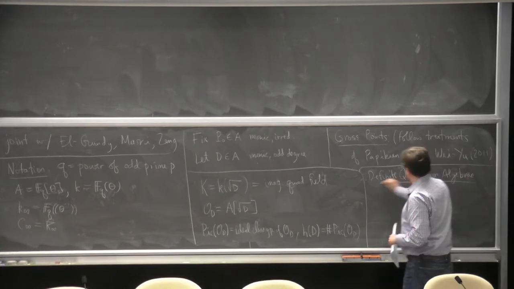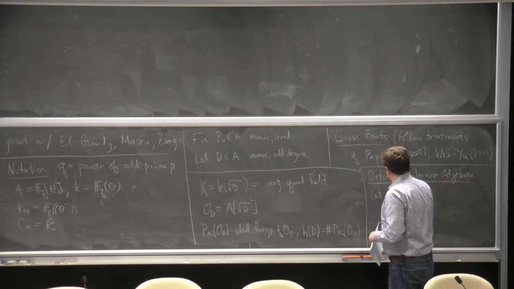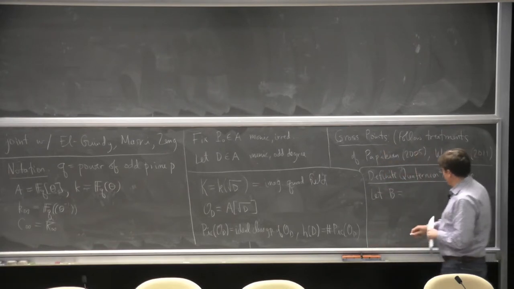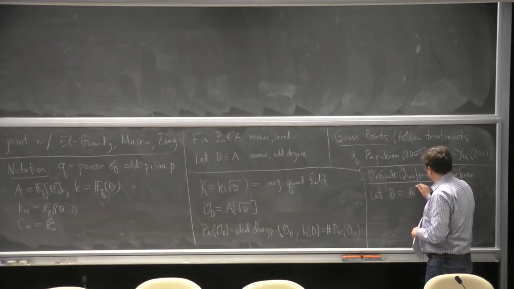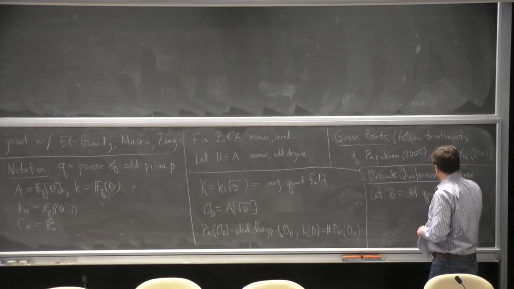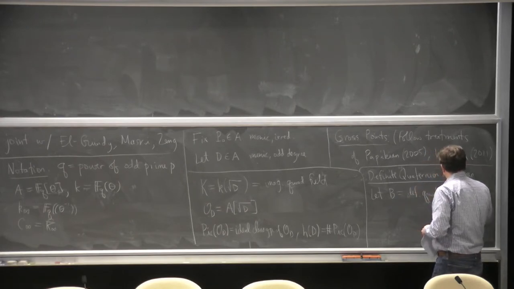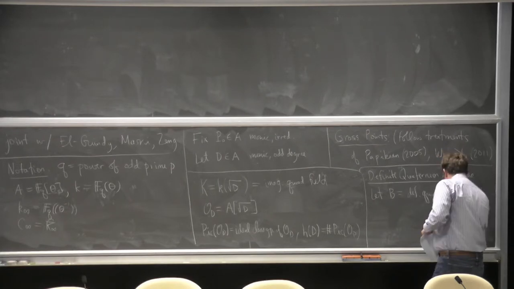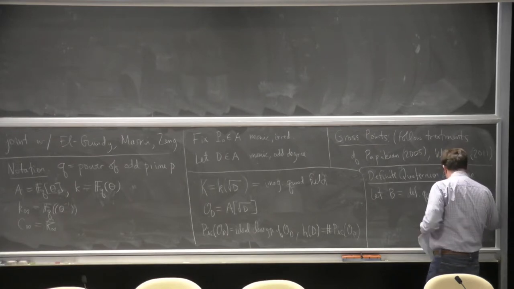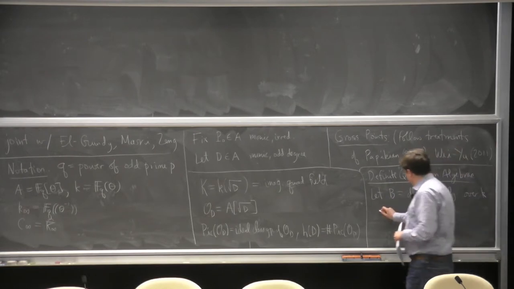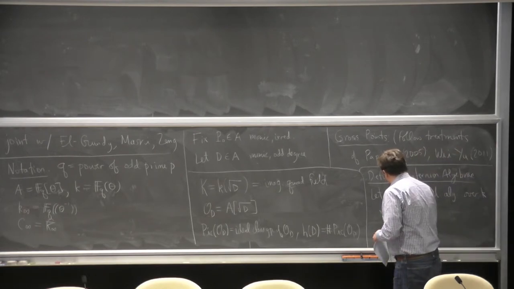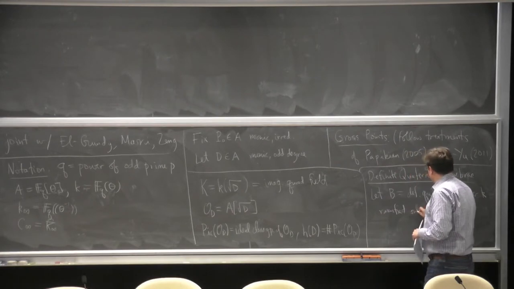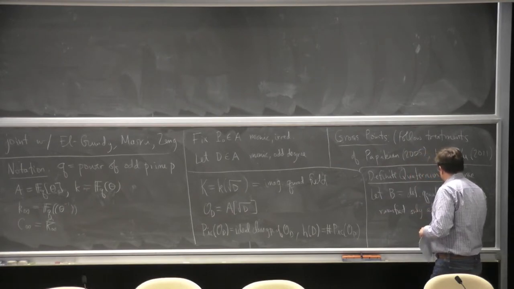So we're going to let B be such an algebra, so this is a definite quaternion algebra over K, over little k, that's ramified only at P naught and infinity.